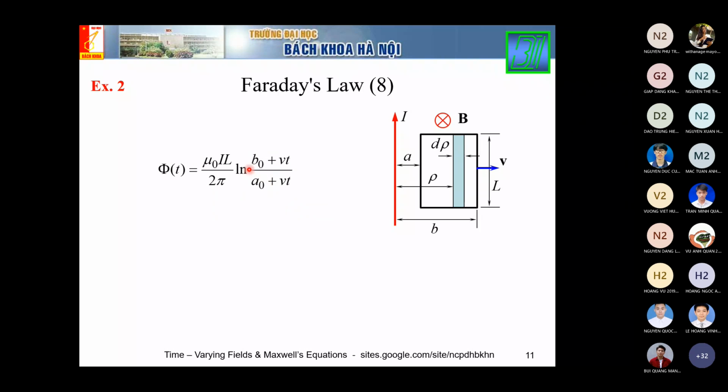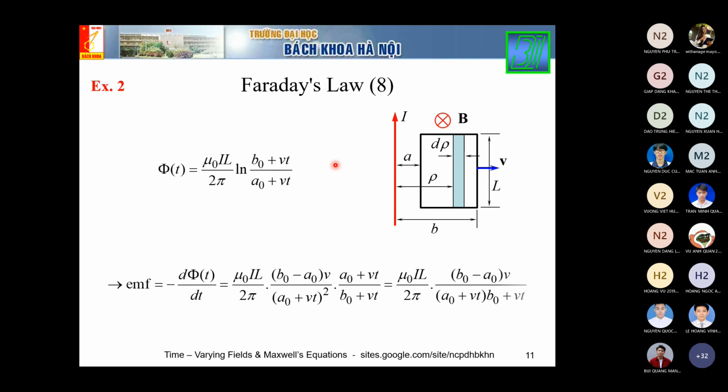A long time ago, I think 2 weeks ago, right? We found this. This is the total magnetic flux flowing through this rectangular frame. And now if you want to find the induced voltage, all you have to do is to apply Faraday's law. You take the derivative of this one with respect to time, and that's it.